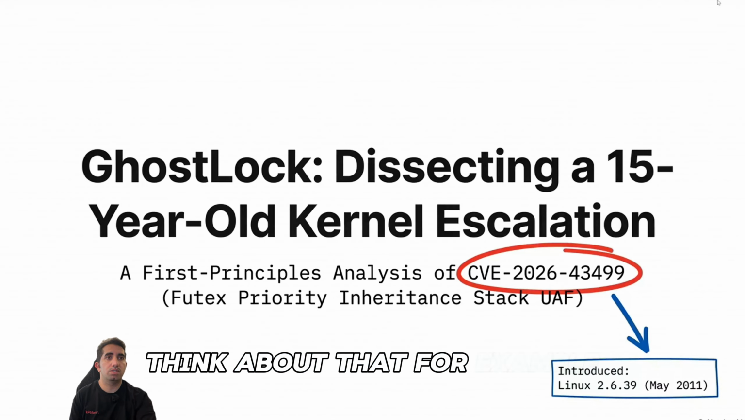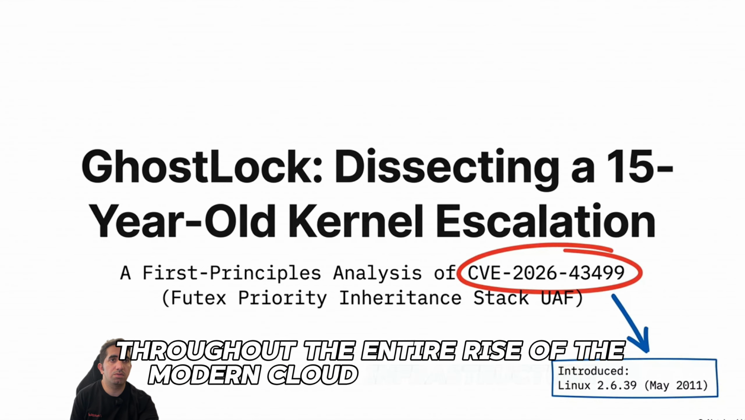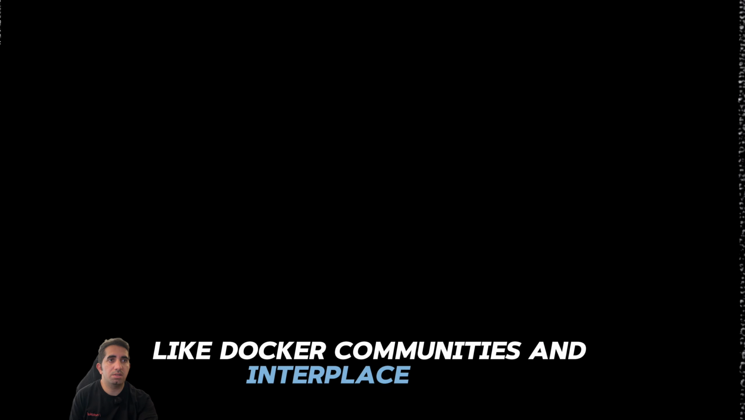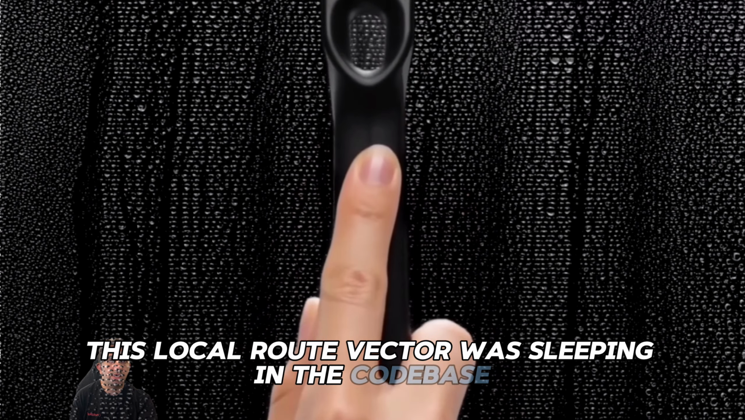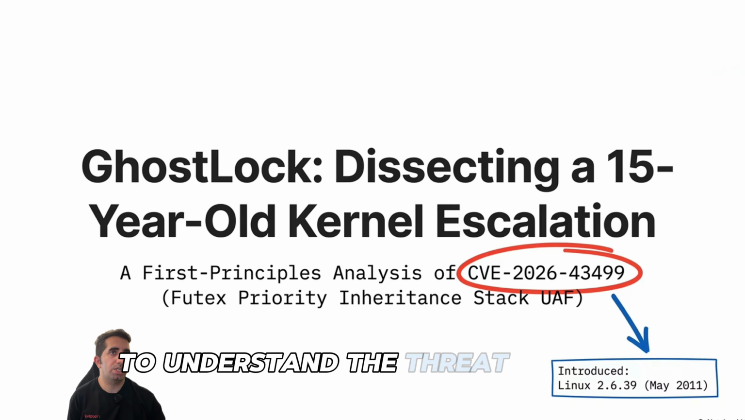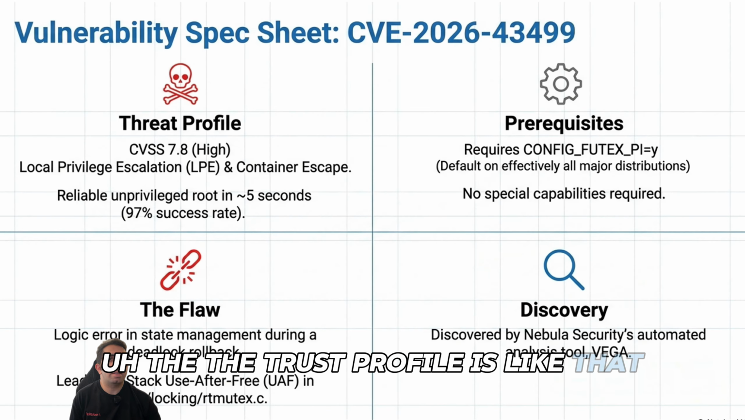Think about that. Throughout the entire rise of modern cloud infrastructure like Docker, Kubernetes, and enterprise Linux, this local root vector was sleeping in the codebase. So let's look at the spec sheet for this vulnerability to understand the threat profile.